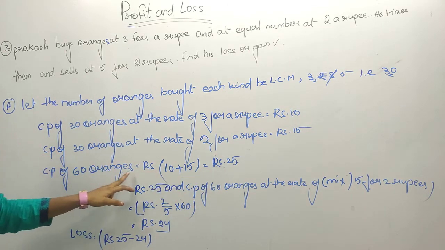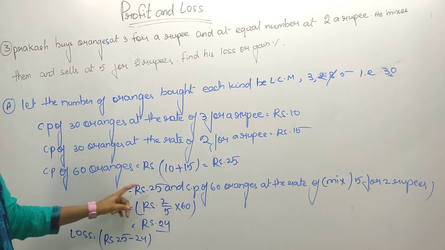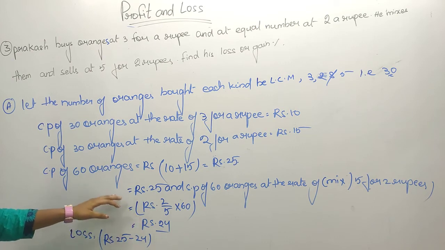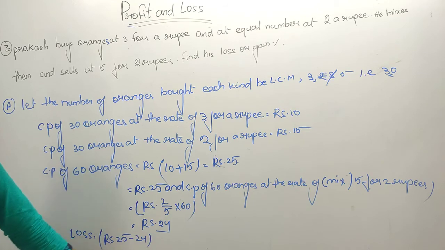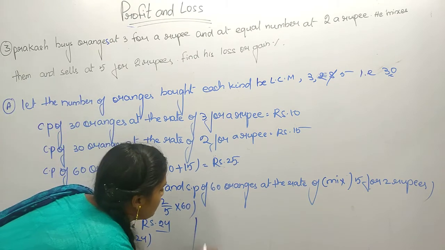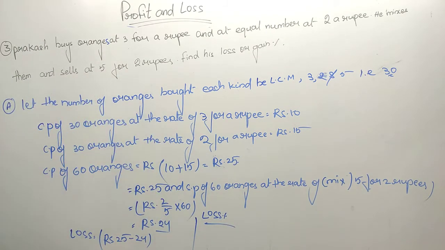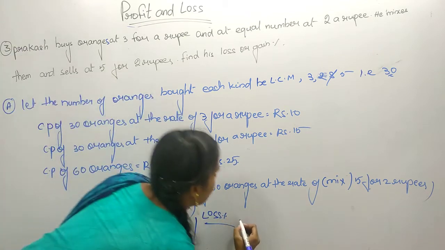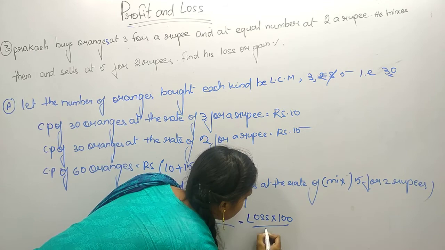He found out not here. After mixing, cost price of 60 oranges, he got rupees 25, and selling price while selling the 60 oranges, he got rupees 24. How much rupees loss? Rupees 1. Okay. Now we have to find the loss percent. What is the formula? Loss percent is equals to loss into 100 by CP.